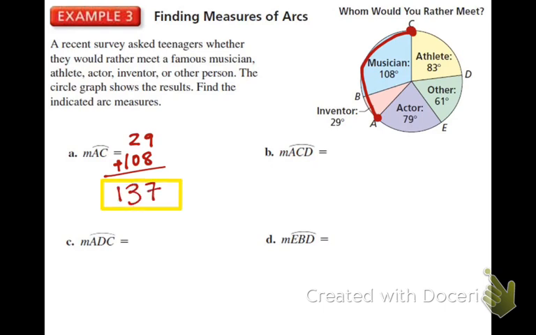Letter B, we find ACD. So start at the letter A, go towards the letter C, and the letter D. You can add them all up. What is 29, 108, plus 83? What do we get? It's 220.